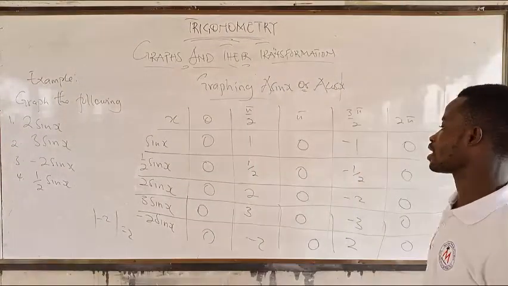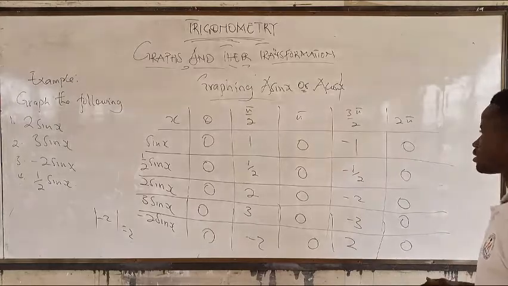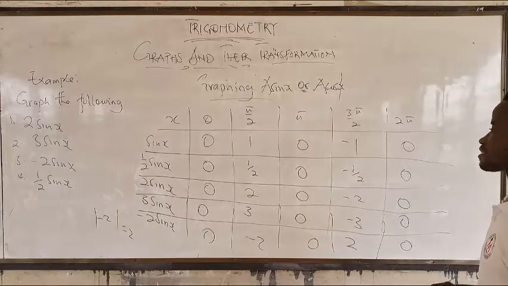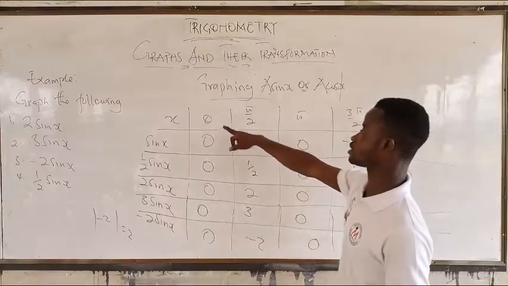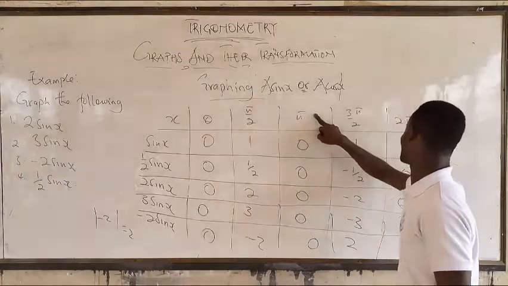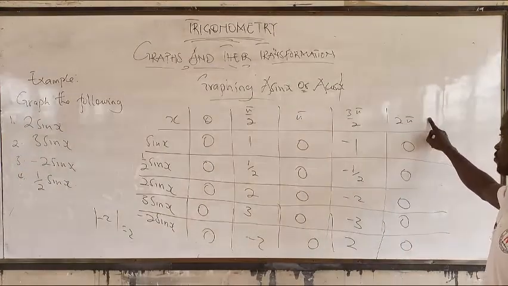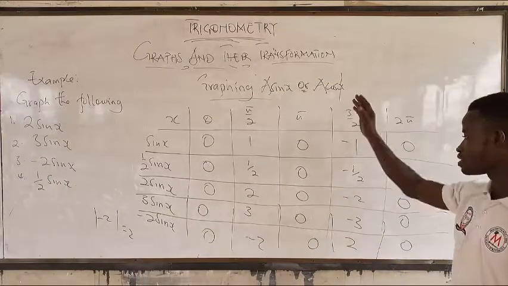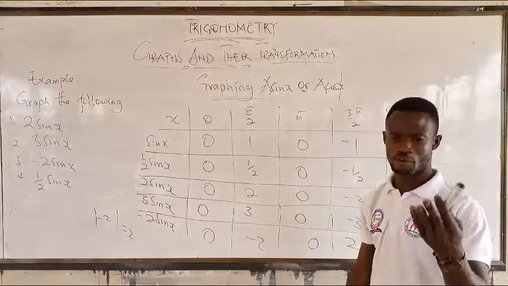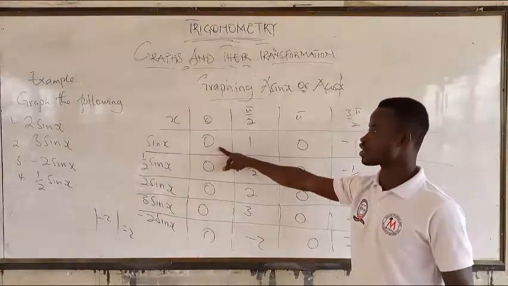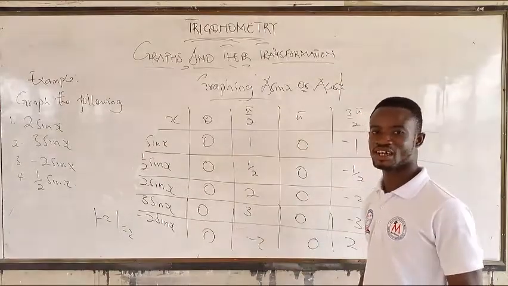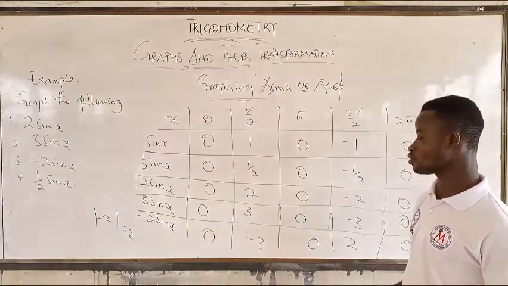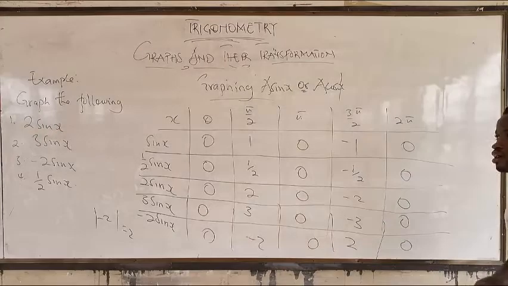So, hope you can see how it is. It's very nice. Now, you can see that for 0, for pi, and for 2 pi, we are getting 0, 0, 0. And hope you know that once this result is 0, no matter what the coefficient or the amplitude will be, you will be getting 0, 0, 0, 0. Alright.